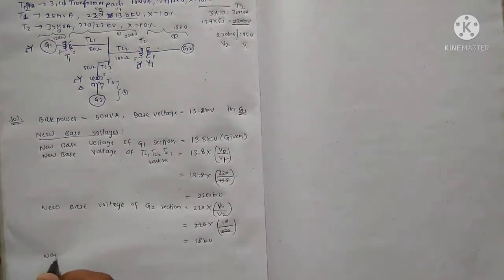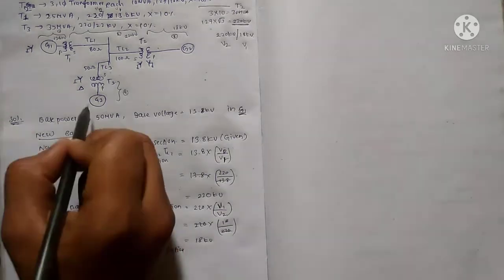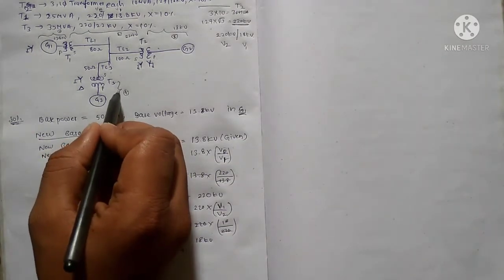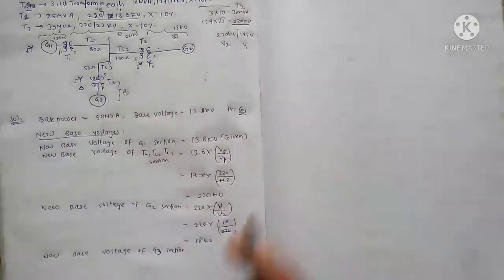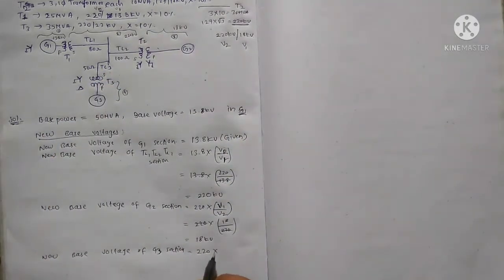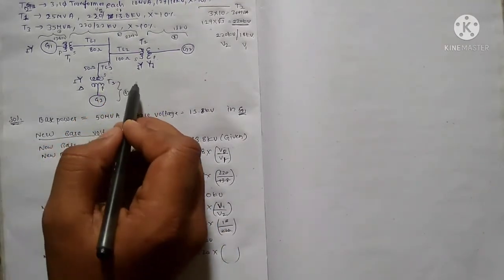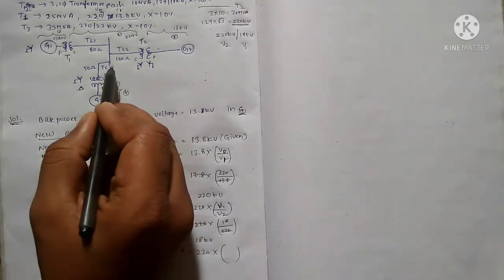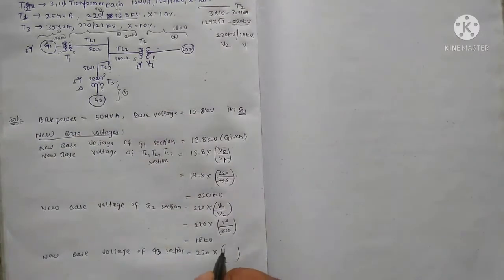Now let us calculate the new base voltage for the generator 3 section. This is generator 3, section 4. The previous section becomes this section. What is this section voltage? 220 is equal to 220 multiplied by, since we are calculating this section voltage, we are moving from this section to this section, which implies secondary to primary. Secondary to primary is V1 by V2.